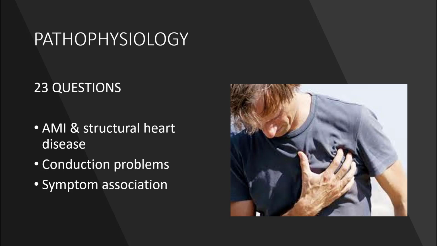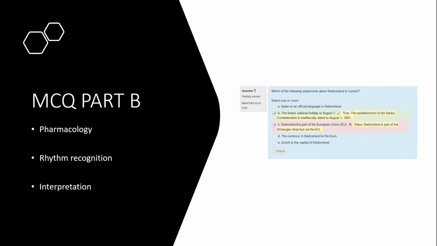And the other area that we're going to be exploring in pathophysiology is symptom association. So we might identify a symptom and ask you to identify what condition it's most likely to be associated with, or we might do the reverse. Part B of the exam also has 3 sections. It has a pharmacology section, a section that's entirely rhythm recognition, and another one is more about interpretation.